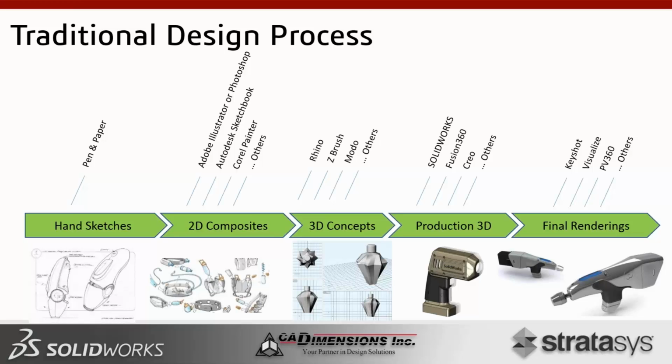Now, the traditional design process has a lot of different options for software in each of these different areas. Obviously, for hand sketching, you've got pen and paper, but if you're doing 2D composites, a lot of people are using Illustrator and Photoshop. For 3D concepts, you might be using Rhino or Modo. We fit into the SOLIDWORKS production 3D models, but there's obviously other parametric modeling software. And then for rendering, we have 2 of them, Visualize and PhotoView 360, but there's others.